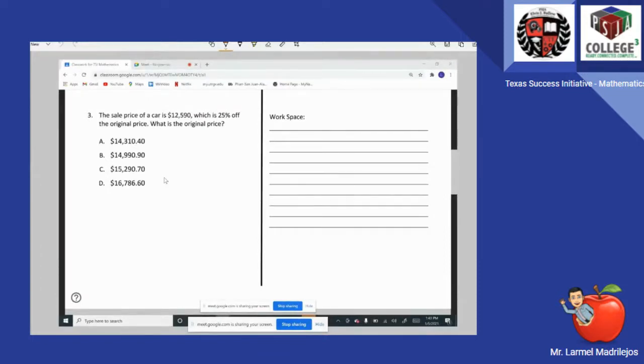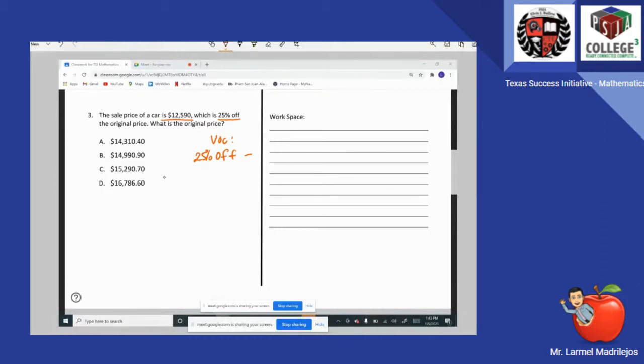The sales price of a car is $12,590, which is 25% off. Vocabulary: off. What does it mean? 25% off means it's subtracted by 25% from the original price. What is the original price? So let's write an equation here.